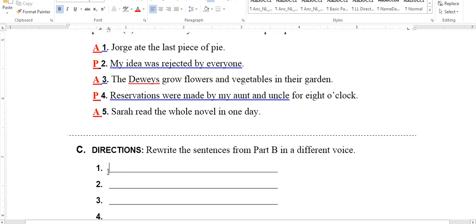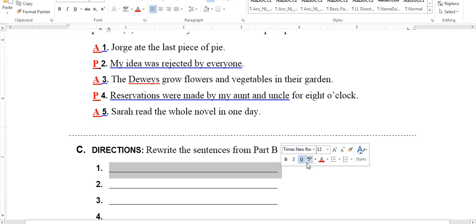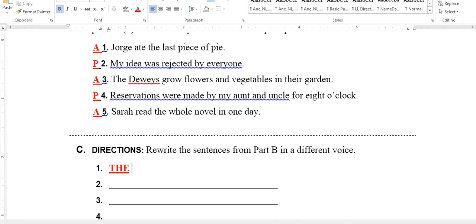So this means that I need to start with the object, which is pie, to turn it into a subject. So it would be the last piece of pie. Where the verb ate is in the past, the passive form will be the verb to be in the past followed by the past participle of eat.